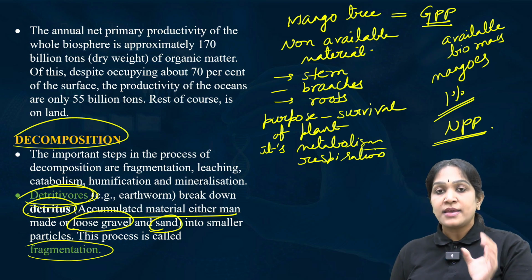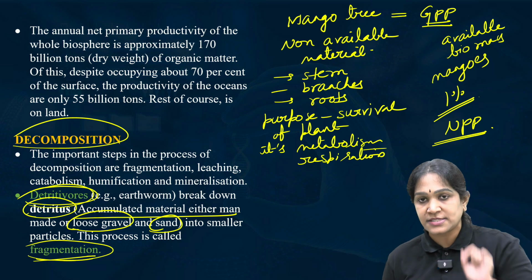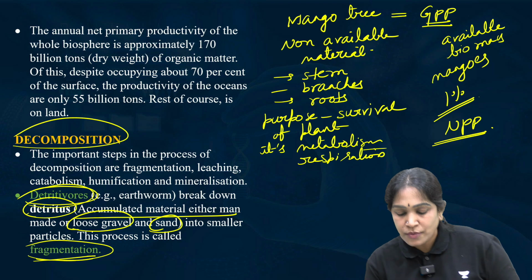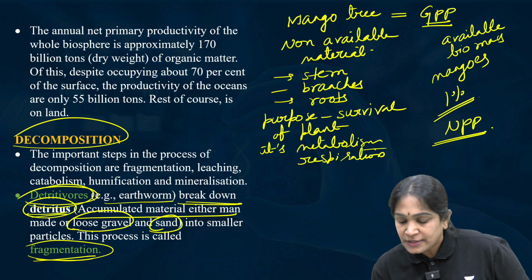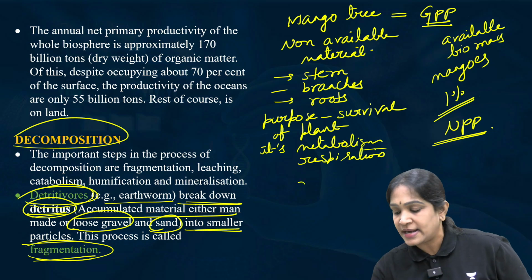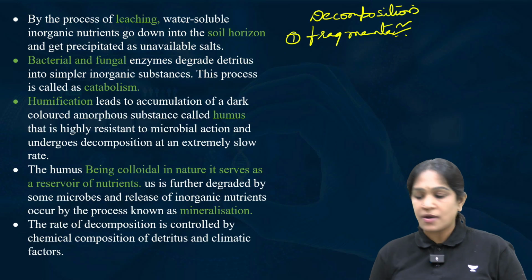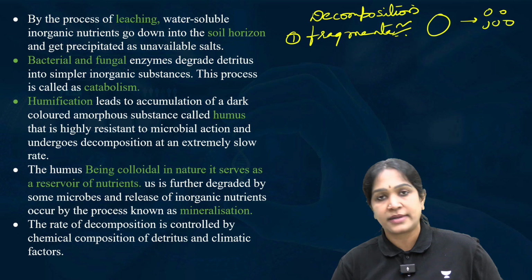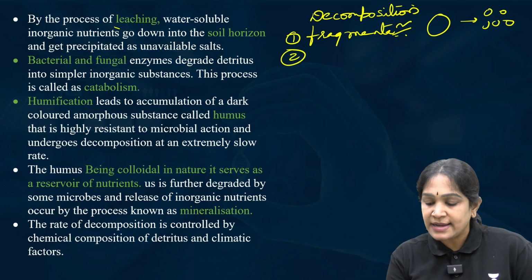The first step in decomposition is fragmentation. What is fragmentation? Detritivores like earthworms break down the detritus into smaller particles. Detritus broken down into smaller particles is called fragmentation. The second step in the decomposition is leaching.